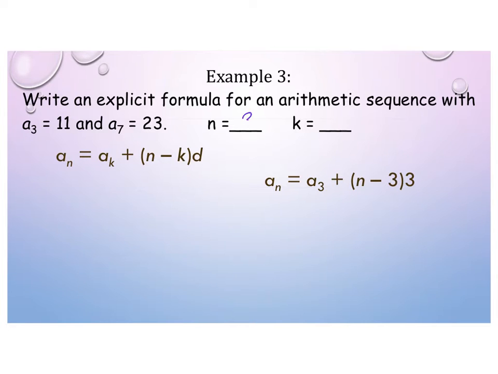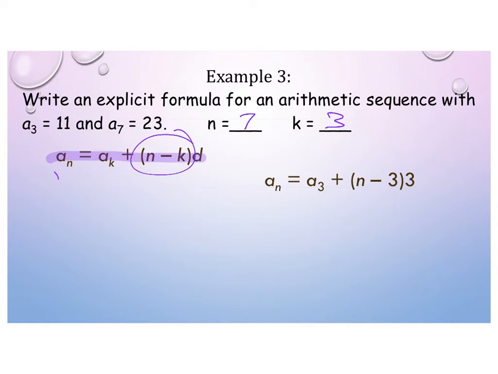So my n is going to be 3 and my k is 7. Now I use the given formula. I have a sub n is equal to a sub k. Oh, I see what's different here. It's easier if I make my n the larger number. So n is 7 and k is 3, because then when I do n minus k, I get a large number.